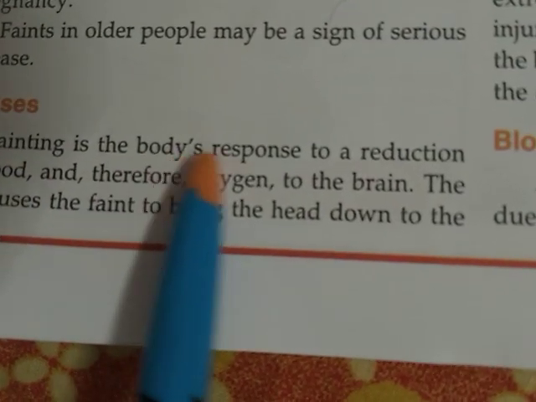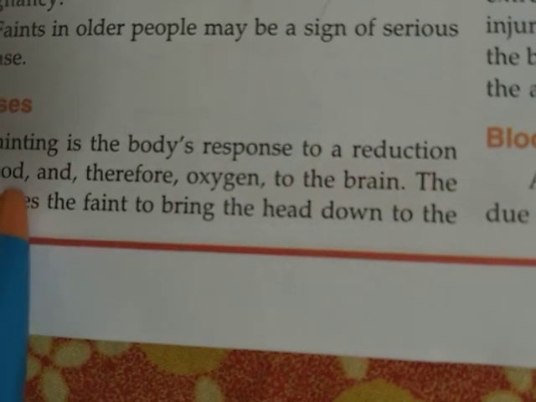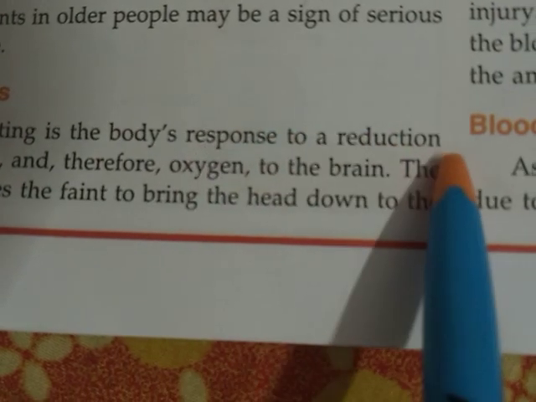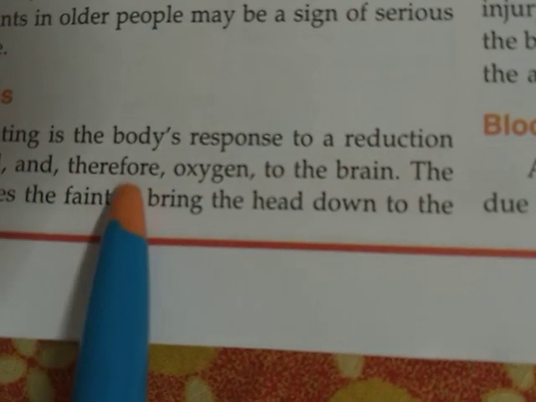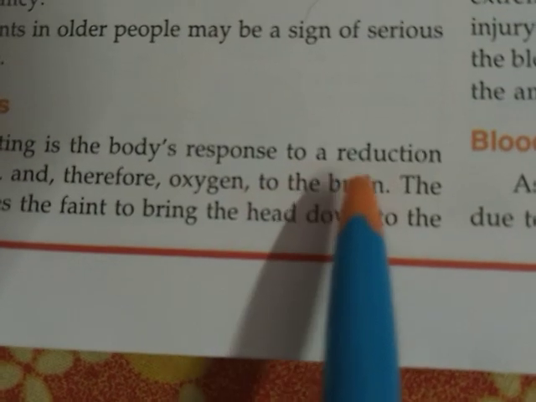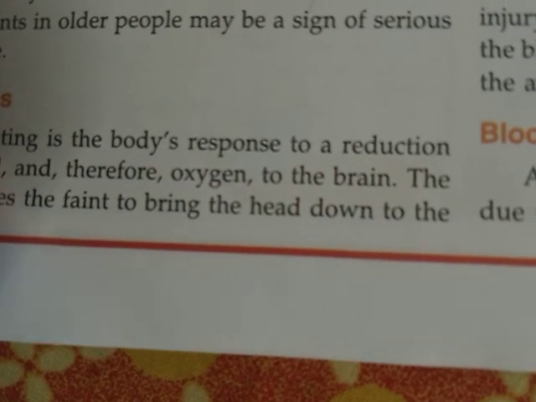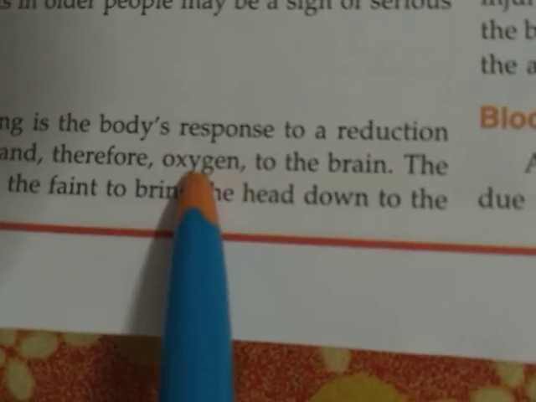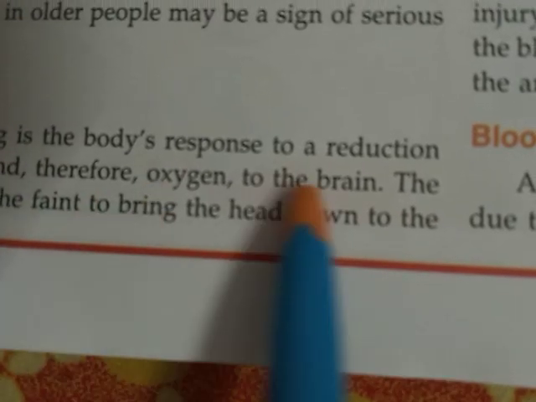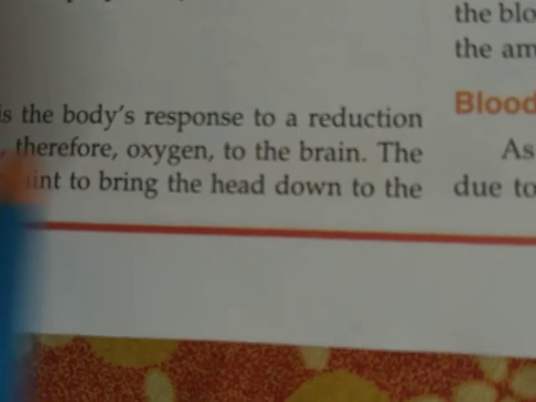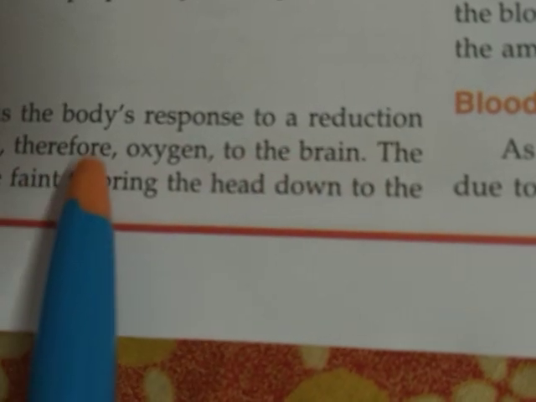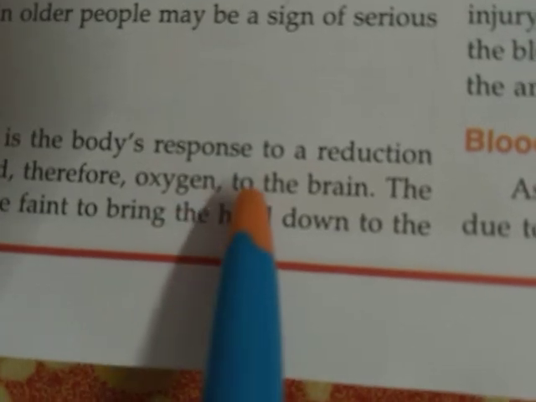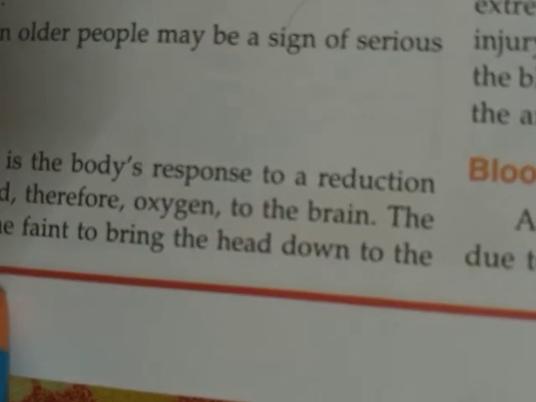Fainting is the body's response to a reduction in blood. When fainting occurs, there is a reduction in the blood supply and therefore oxygen to the brain. If there is less supply of blood, there will be less supply of oxygen, because blood is the carrier of oxygen. So the amount of oxygen which should reach the brain is not reaching. Therefore, the person becomes unconscious.